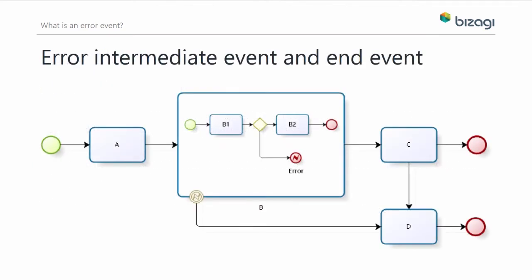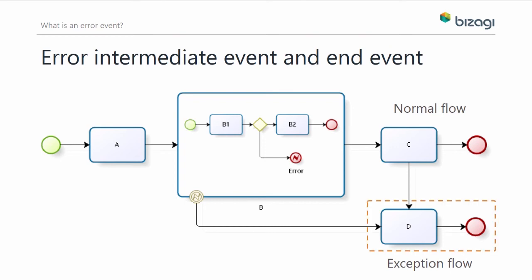When an error event is attached to a subprocess, the error source is in the subprocess. The error signal is thrown by the error end event. When an error end event is reached, it means that this subprocess has finished abnormally, and therefore an exception flow should be followed by the process. See the simulation.